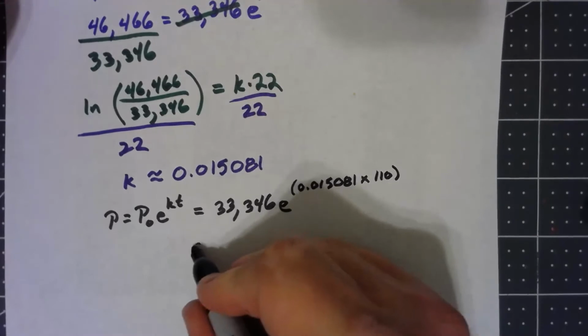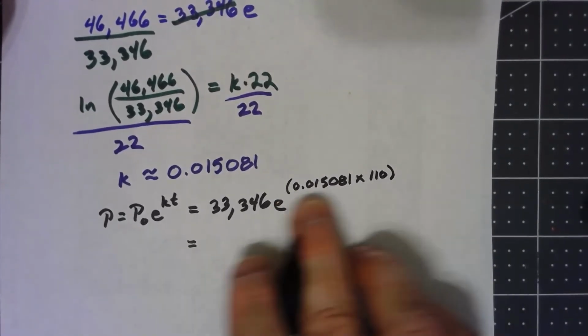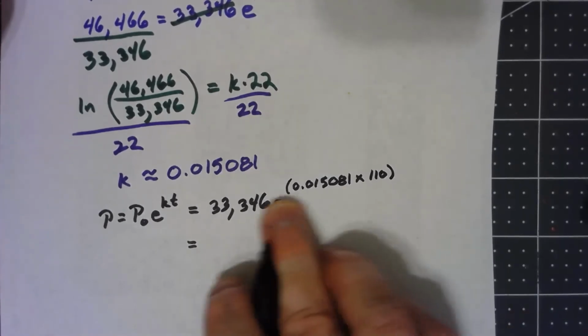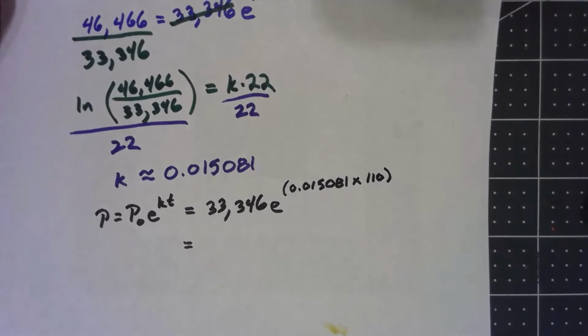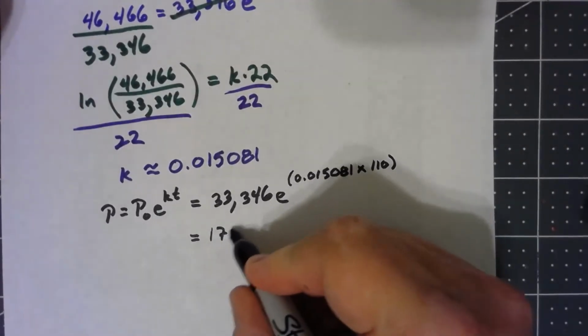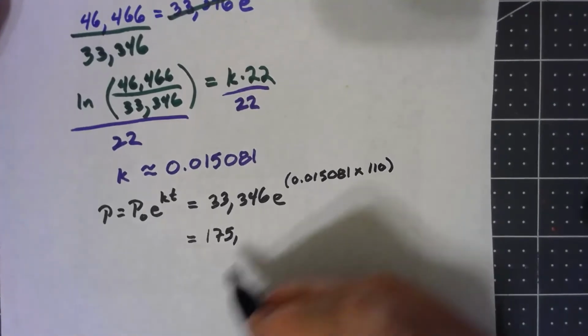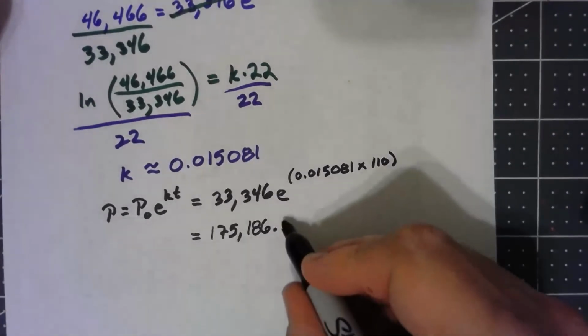Once again, you've got to go ahead and do it all in the calculator here. And again, I used the entire thing in my calculator, all the decimal points. So you might get something slightly different if you're using a rounded off value. But I get 175,186.831.